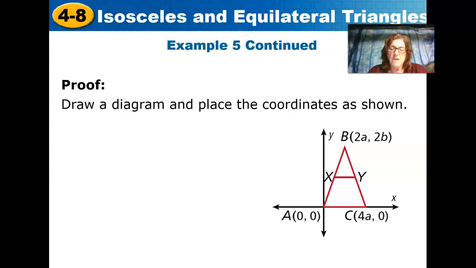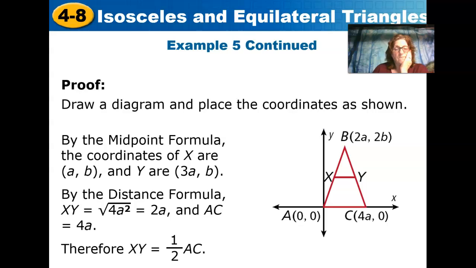So if I know that the length of AC is equal to 4a, how can I prove that the length of XY is equal to 2a? Well, we'd have to use the distance formula. So everybody go ahead and do that and see what you can come out with. So XY is equal to 2a, so therefore it is half the length of AC.